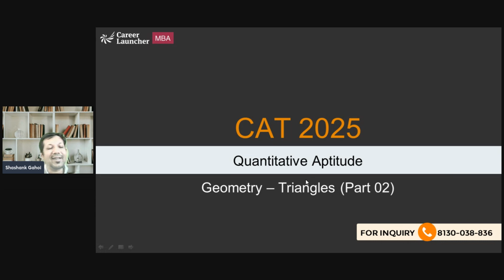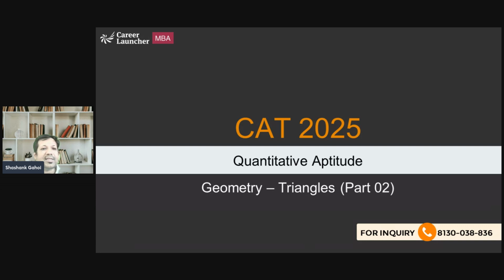Welcome to Career Launcher, and we are going to talk about quantitative aptitude CAT 2025 geometry. And in this session, we are going to talk about triangles. We have already completed one session on triangles, and this is the second session of triangles.